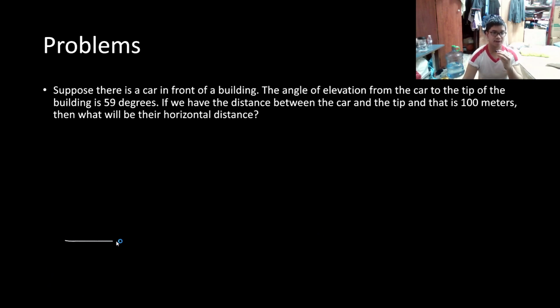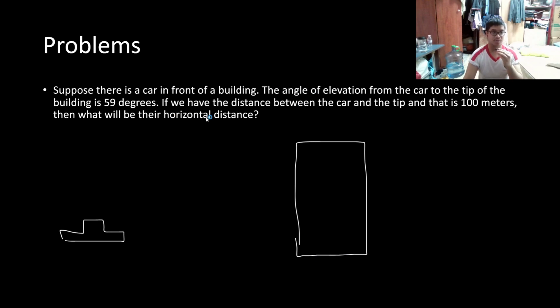Let's just say we have a car here, all right? And then there's like a building. And then here, according to the problem, the angle of elevation of the car to the tip of the building is 59 degrees. Right? Wait, I forgot to put the wheels. All right, there you go. So again, angle of elevation from the car to the tip of the building is 59 degrees. So that means you will form an angle above the horizontal.